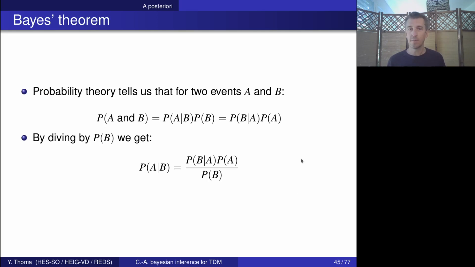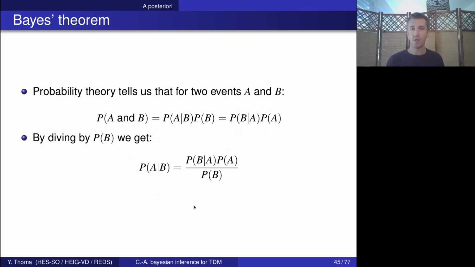So what does Bayes tell us? From probability theory, we know that the probability of two events occurring at the same time, A and B, is equal to the probability of one of these events multiplied by the probability of having the second event, considering we already had the previous one. And you can write this in one direction or the other.